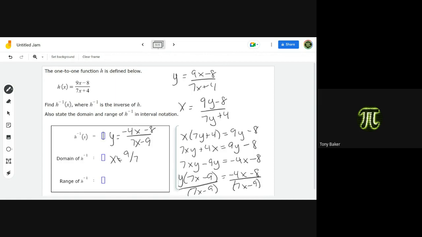No. But good call thinking back to horizontal asymptotes. Good call. Yes. The range of the inverse is the domain of the original. Why? Because I switched my x and my y. So remember, your domain is typically your x, right? And your range is typically your y. But I swapped them. So your range of your inverse is the domain of your original function. So what's the domain restriction for my original function?